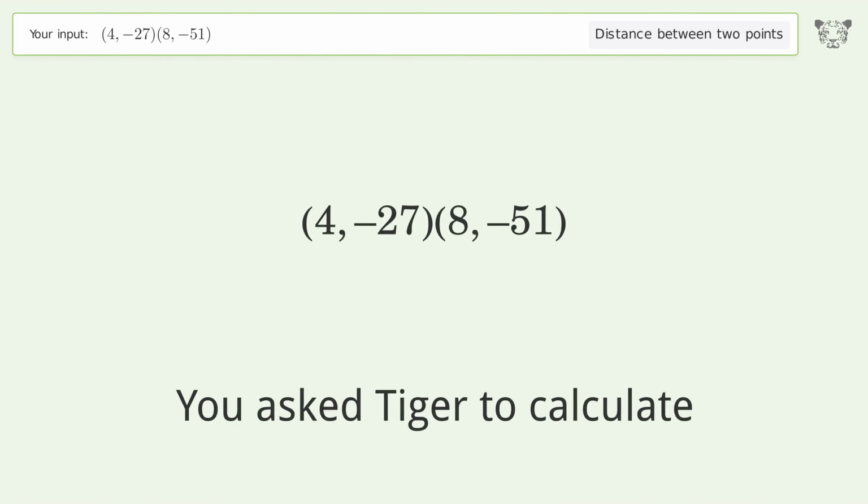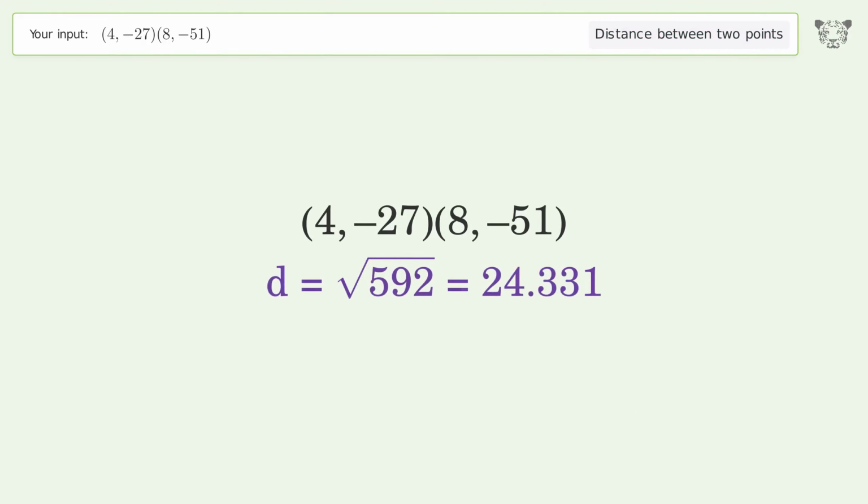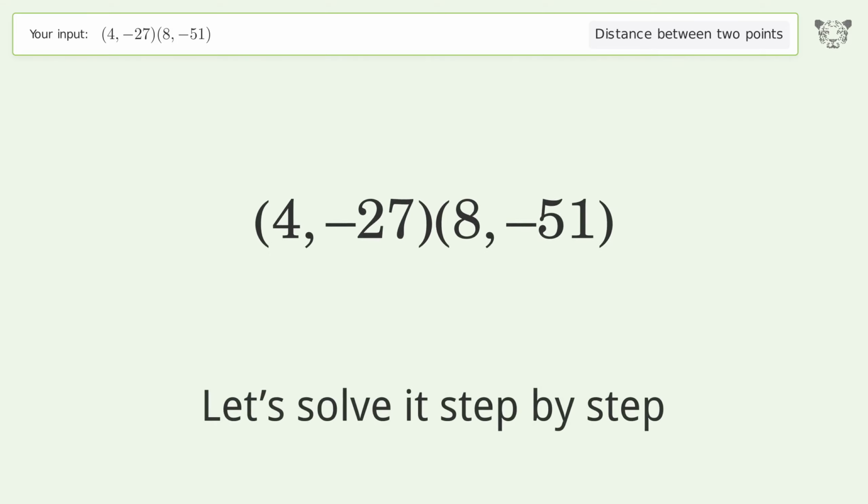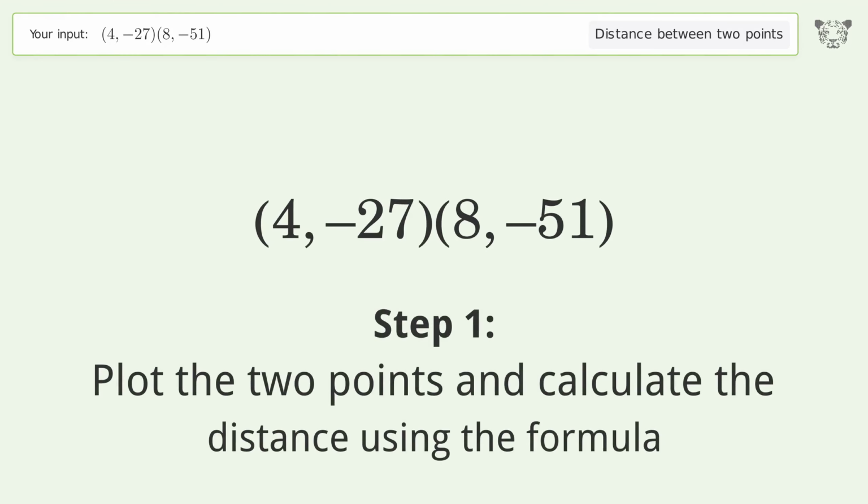You ask Tiger to calculate. This deals with the distance between 2 points. The distance between the 2 points is the square root of 592, or 24.331. Let's solve it step by step. Plot the 2 points and calculate the distance using the formula.